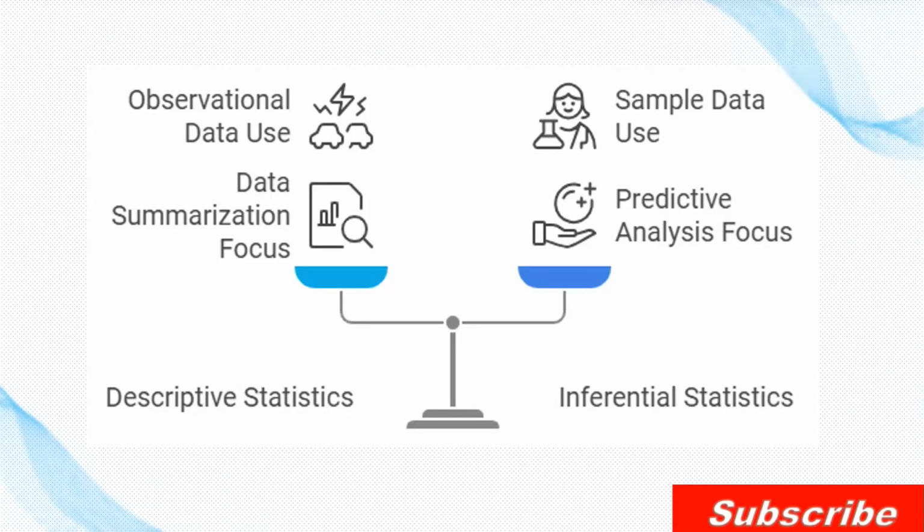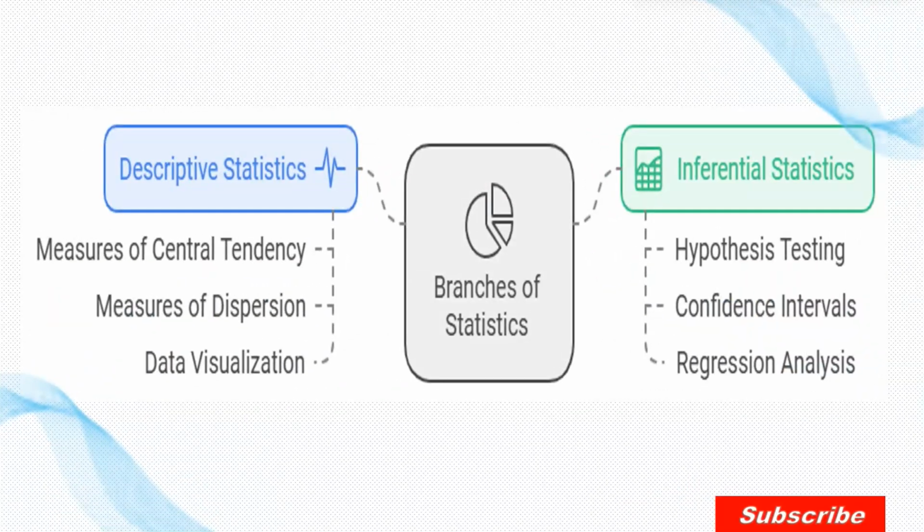On the other hand, inferential statistics allows us to make predictions or inferences about a larger population based on a sample. This branch of statistics relies on probabilistic techniques to make educated guesses about population characteristics. Key tools in inferential statistics include hypothesis testing, a process that allows us to test assumptions about a population, such as whether a new drug is more effective than an old one.